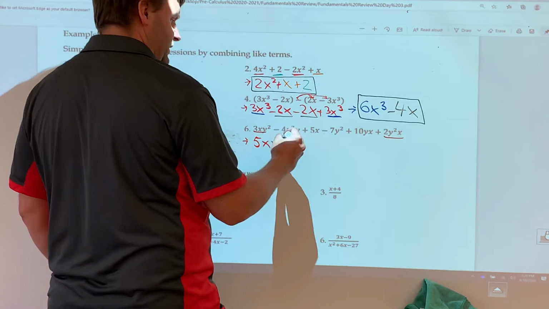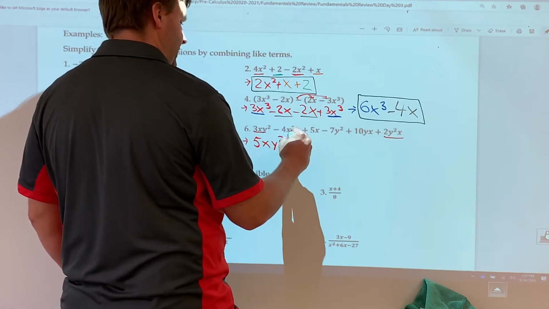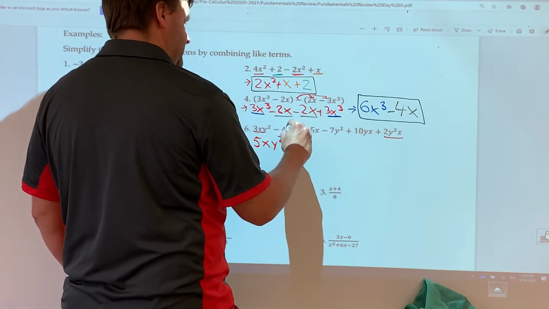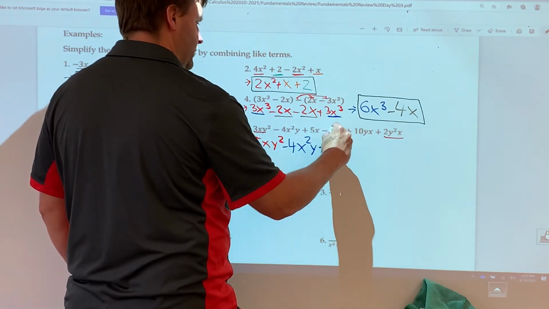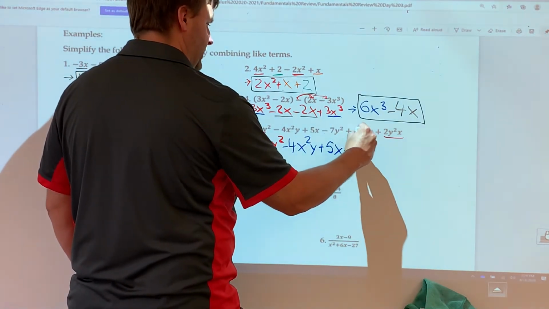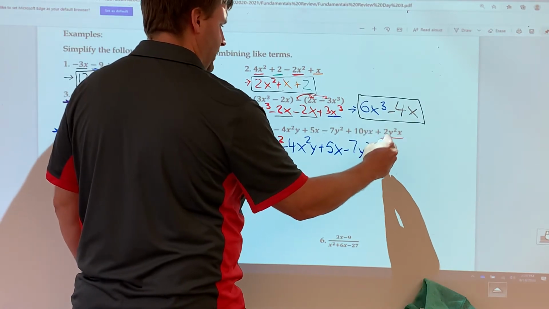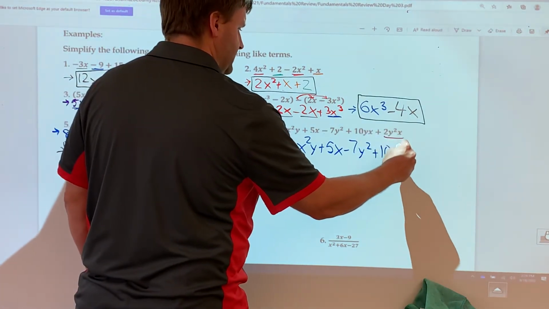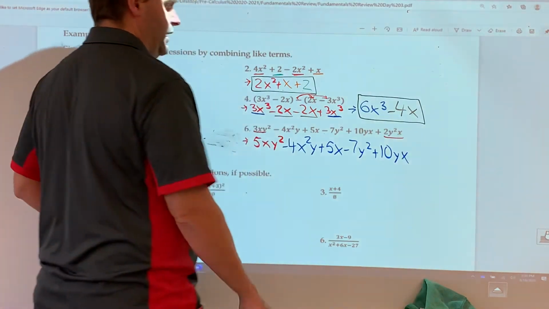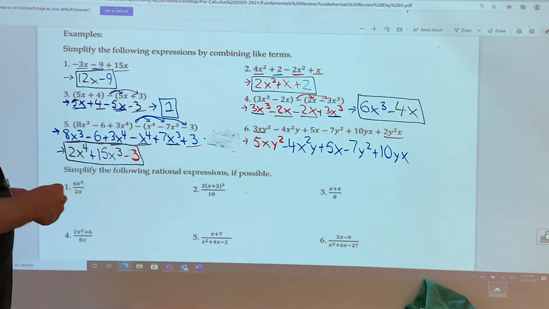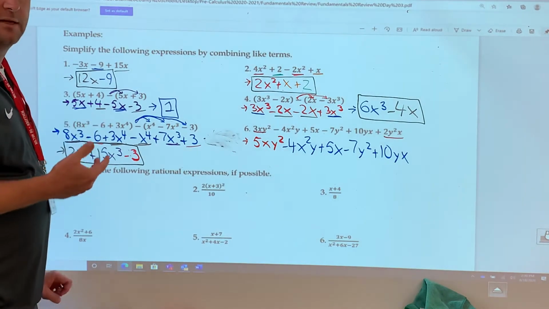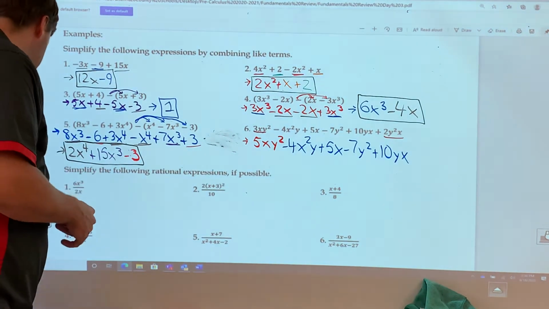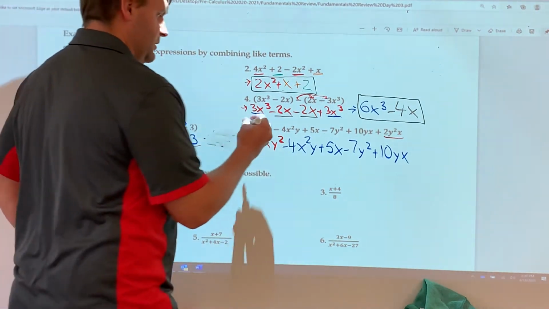And so then my final answer is just going to be this, guys. It's just going to be 5x y squared, 4x squared y plus 5x minus 7 y squared plus 10 yx. And so yes, I know that's confusing, but again, all we're doing here is we're just combining like terms.